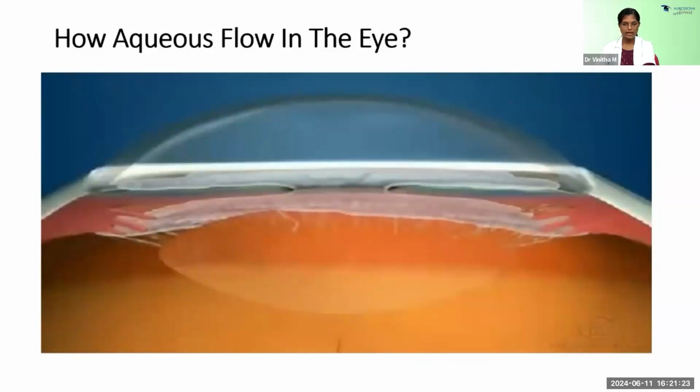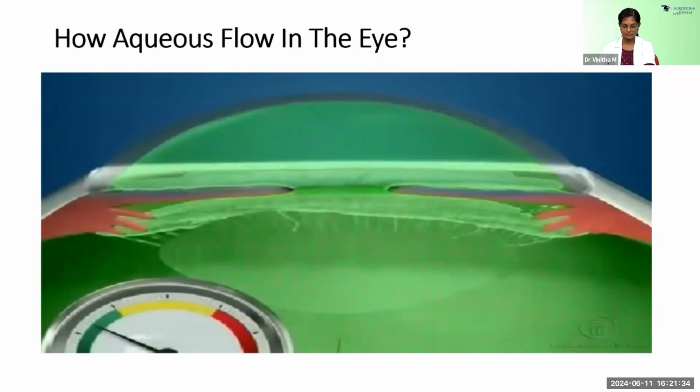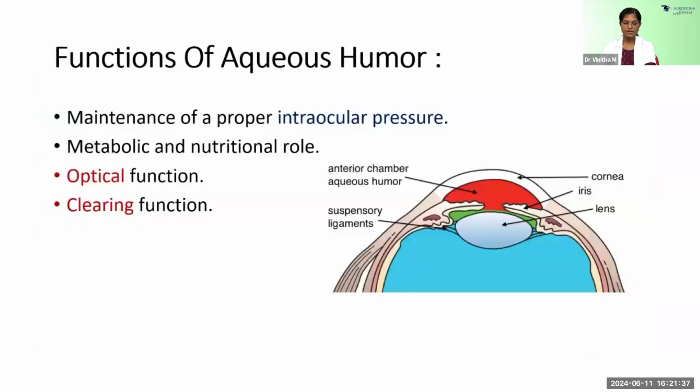There is a normal balance between the fluid that is produced and the fluid that exits through the eye, thus maintaining a normal healthy pressure within the eye. Functions of aqueous humor. It maintains a proper intraocular pressure. Metabolic and nutritional role. It provides nutrition to the cornea and lens, and also removes the waste from them.